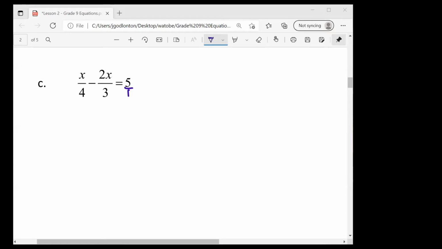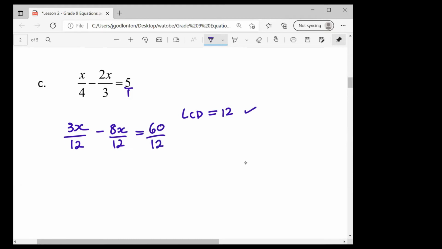Ma'am, I looked for the lowest common denominator, and I got 12, and then I got 3x over 12 minus 8x over 12 equals 60 over 12. And then I dropped my denominators and I said x equals 3x minus 8x. And I got x equals minus 5.